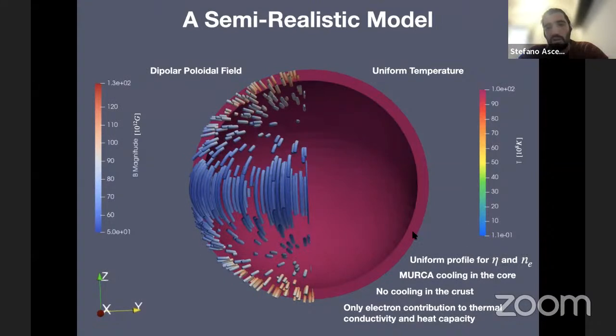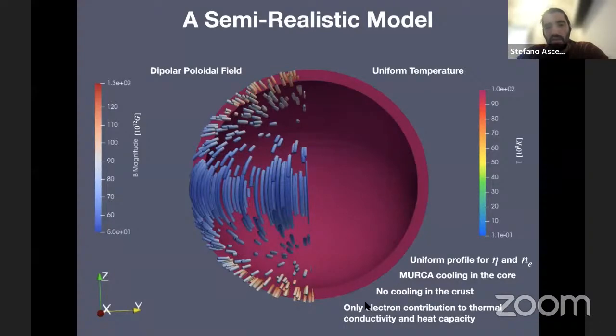We consider only one process of neutrino emission in the core, the modified Urca processes. We don't consider neutrino cooling in the crust. This is not realistic, especially at this high temperature. Our code is designed to consider neutrino cooling in the crust, and in the present implementation we can do it, but I decided to switch it off because I think the solution is easier to interpret in terms of heat diffusion.